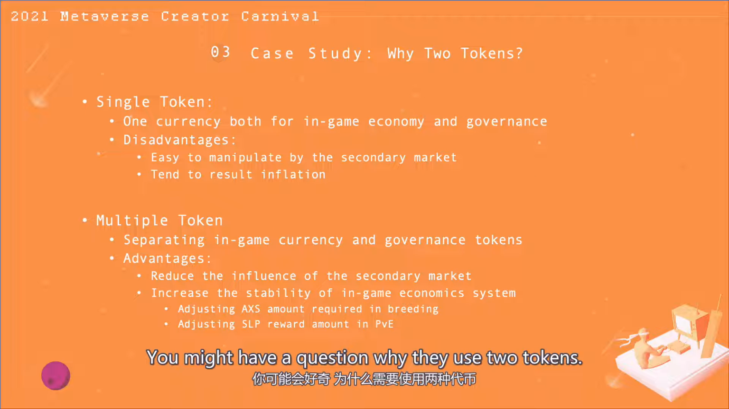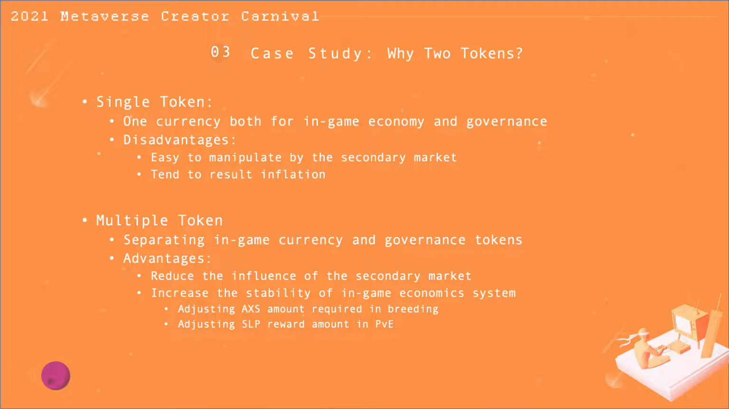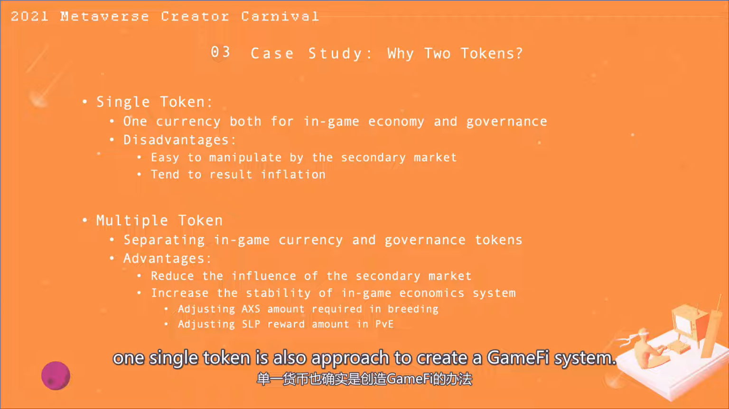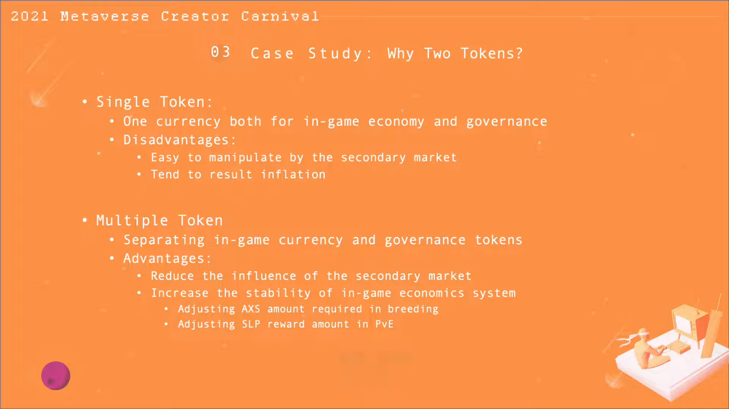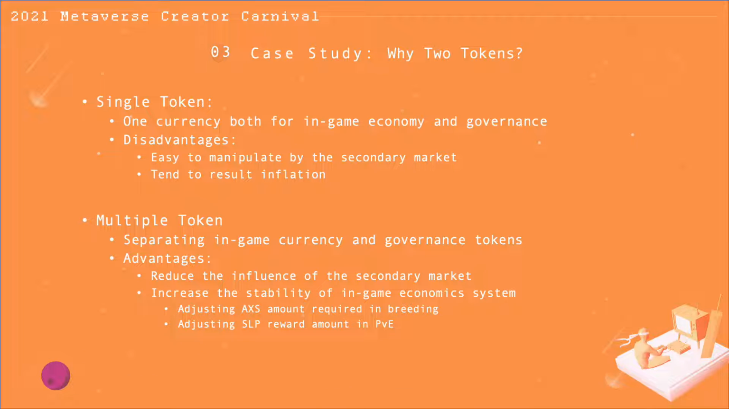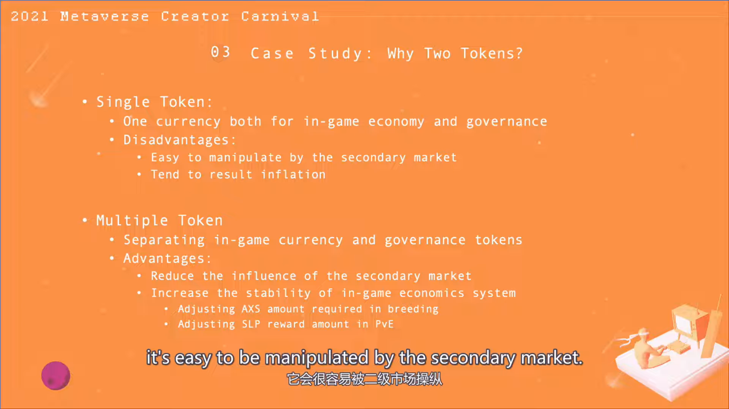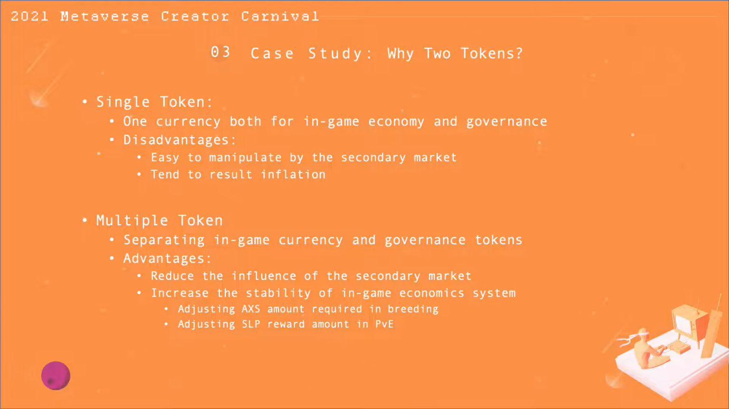You might have a question why they use two tokens. Intuitively, we can use one token to rule them all, right? In fact, one single token is also an approach to create a GameFi system. In that case, you will use only one currency token for in-game economy and governance. The advantage is that the thing is simple, right? Simplicity is good. However, there are also the disadvantages. It's easy to be manipulated by the secondary market. And of course, if you're using one single token, it tends to result in inflation.